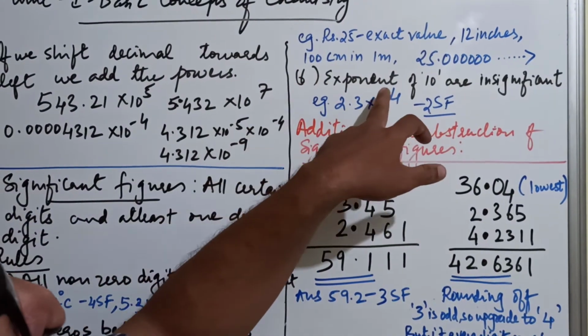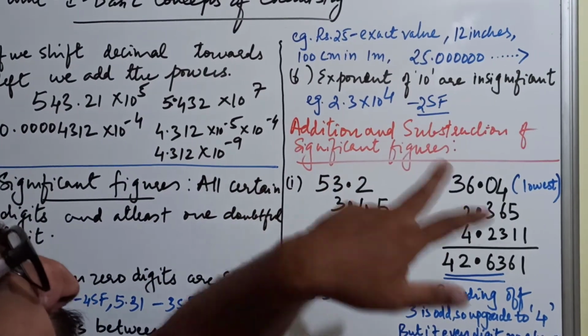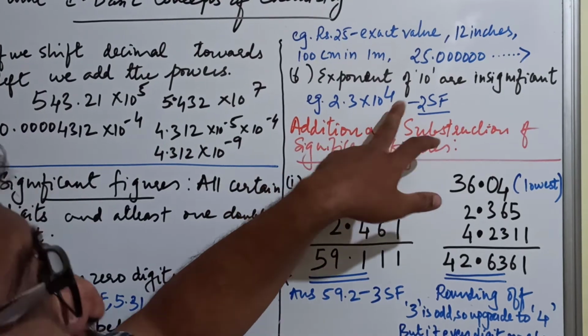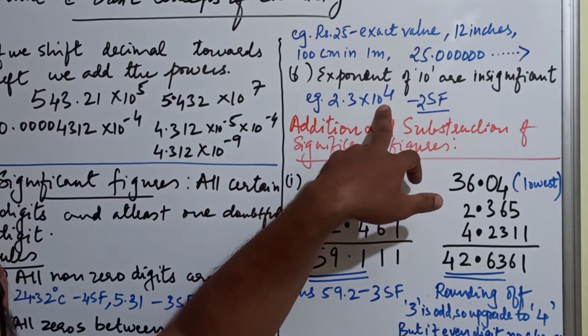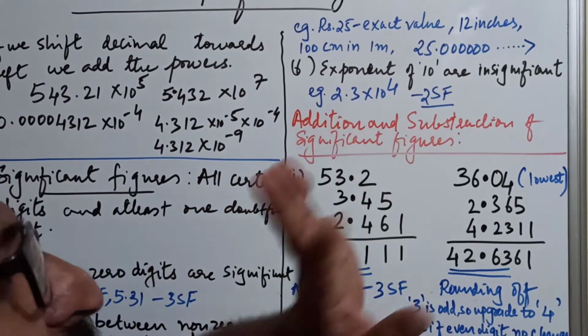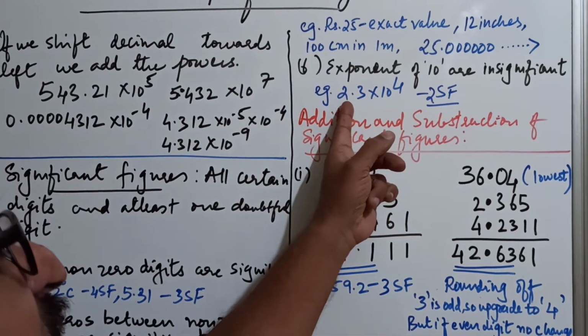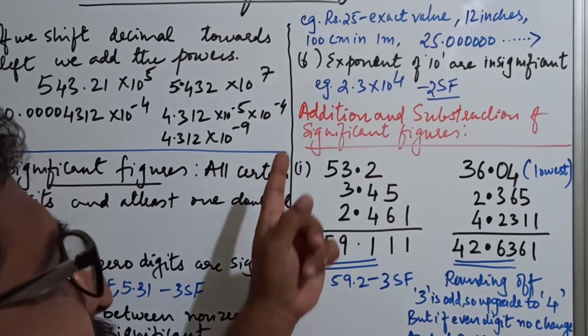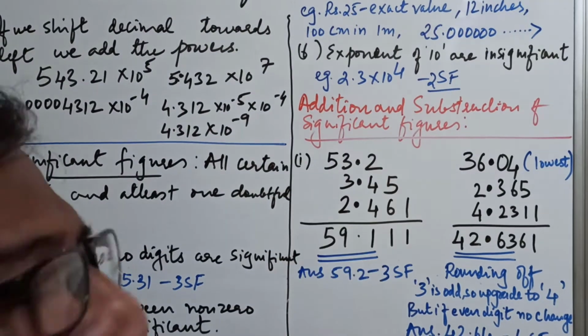Rule number 6. Exponents of 10 are insignificant. Example, 2.3 into 10 raised to 4. So 10 raised to 4 is not part of the significant figures. You have 2.3, and 2.3 is significant. So you have got 2 significant figures. We don't include this.